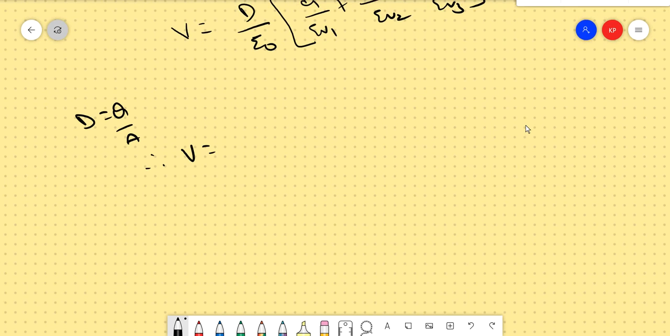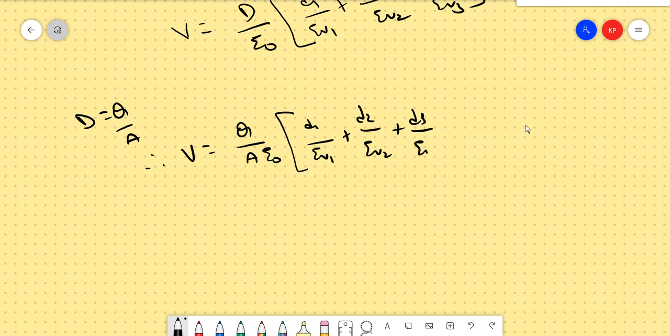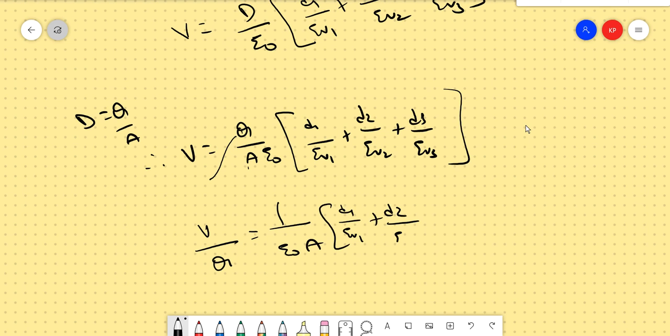I am substituting D is equal to Q by A. So therefore, V is equal to Q by A, epsilon naught epsilon divided by D1 epsilon R1 plus D2 epsilon R2 plus D3 epsilon R3. So I have substituted D is equal to Q by A. So just I am bringing this Q this side. So therefore V by Q is equal to 1 by epsilon naught A, remaining thing is same, D1 epsilon R1 plus D2 epsilon R2 plus D3 epsilon R3.